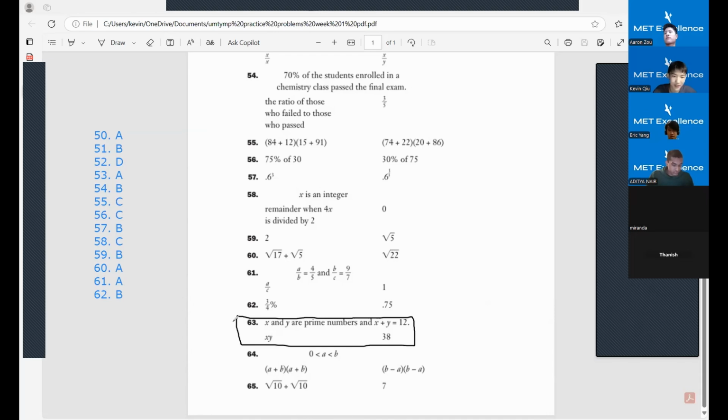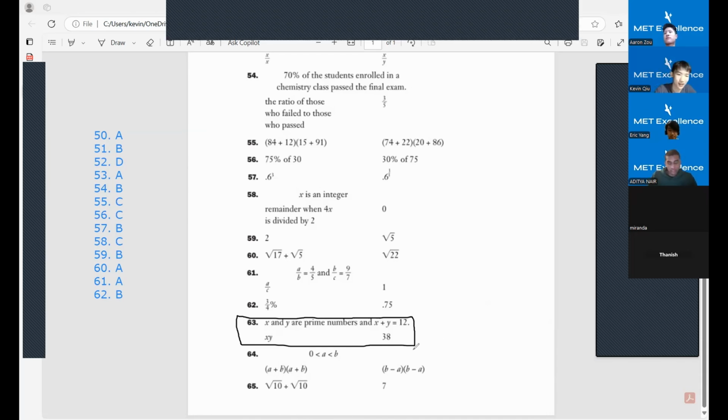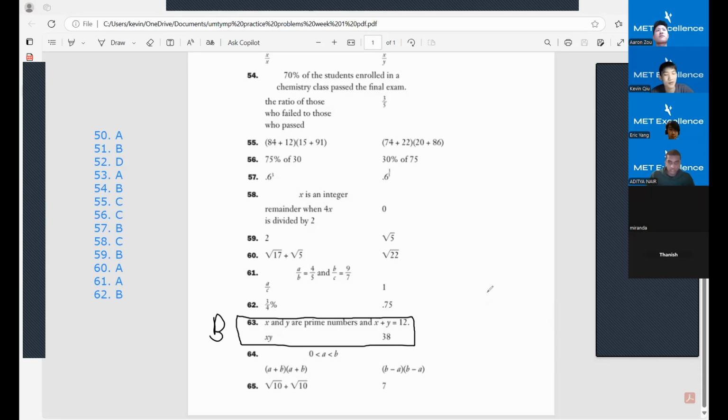Seems like the chat is unanimous. So the correct answer for this one is indeed B, as all of you said. Do we know what prime numbers are? Prime numbers are numbers that only have factors of one and themselves. So the first few are 2, 3, 5, 7, 11. These are all the ones less than 12, so they're the only relevant ones for this question.